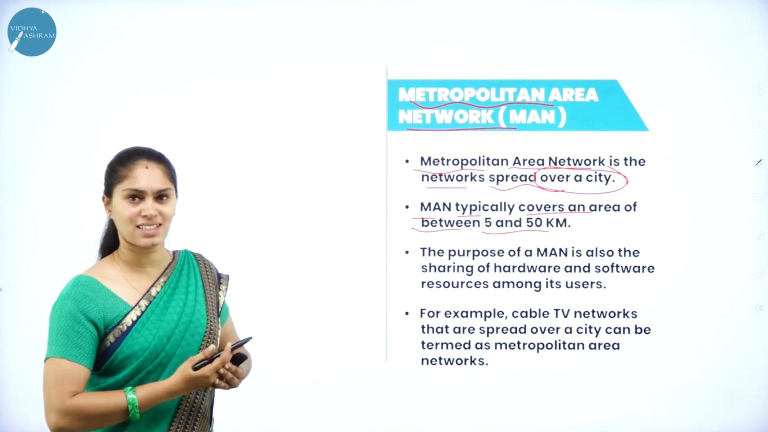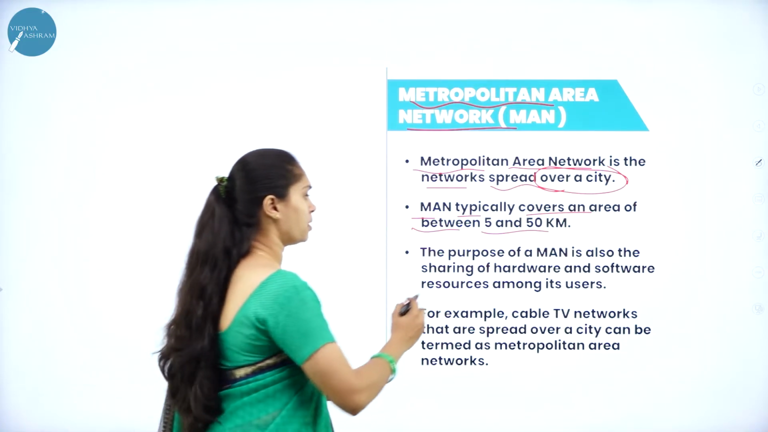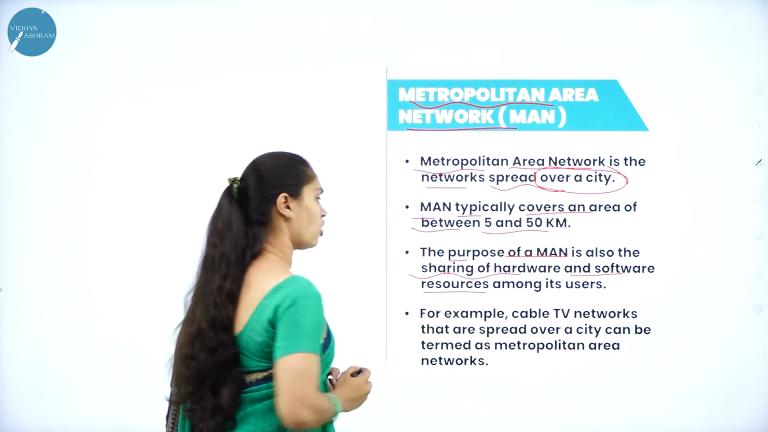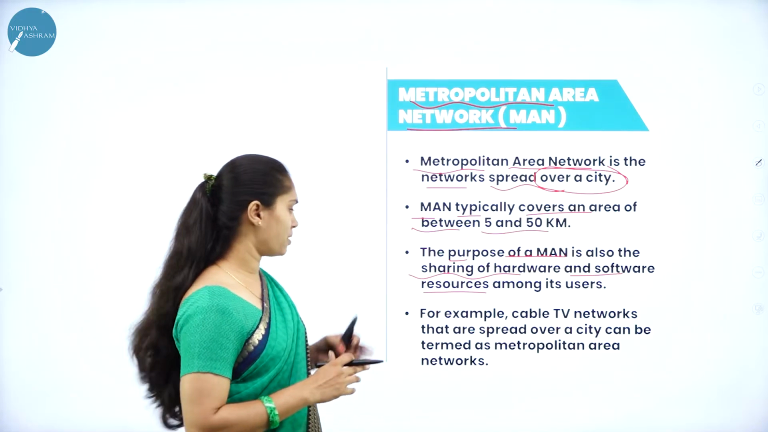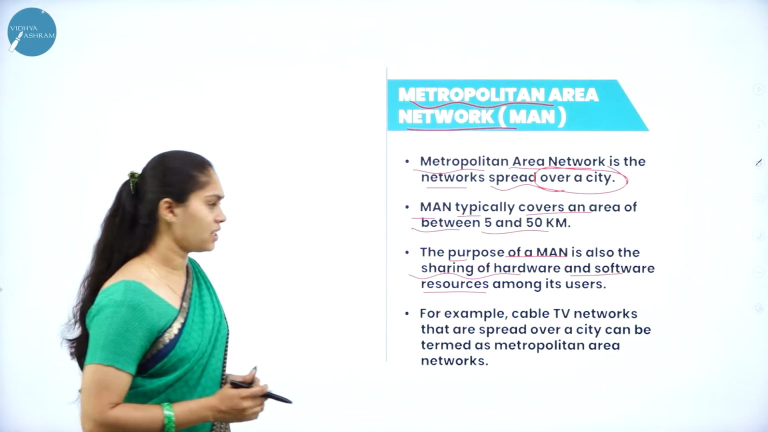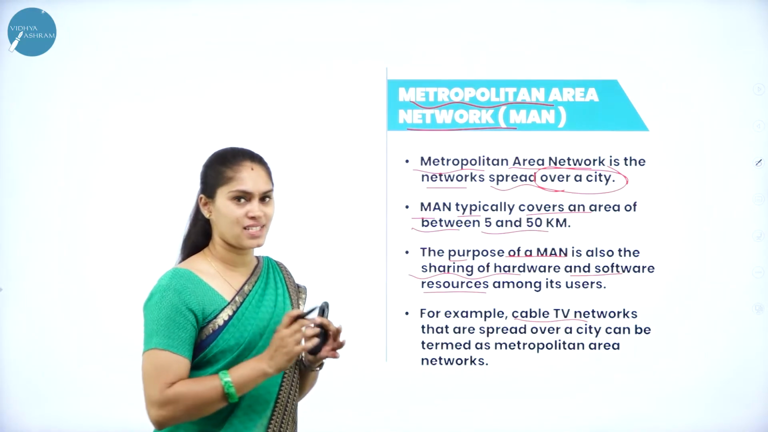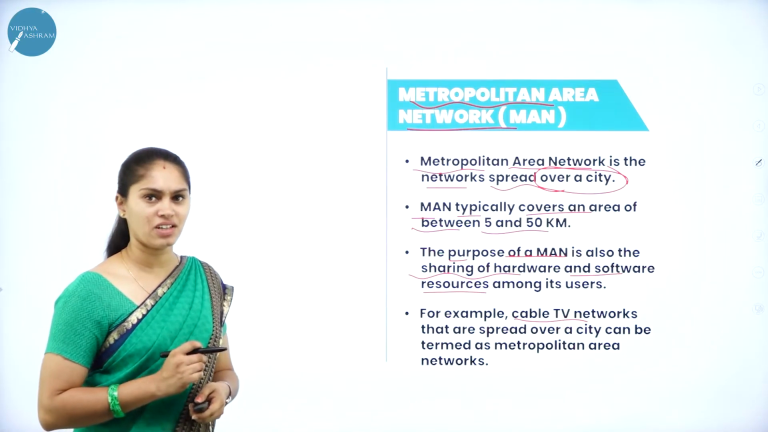So which is the best example for this MAN? That is cable connection. The purpose of a MAN is also sharing of hardware as well as software resources among its users over the network. The best example for this MAN is cable TV network, which is spread over the city and is termed as metropolitan area network or MAN.